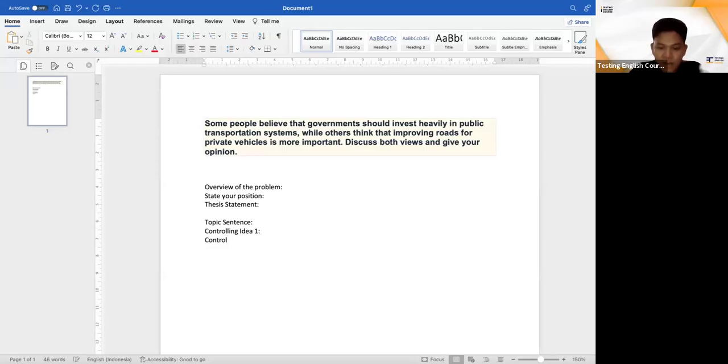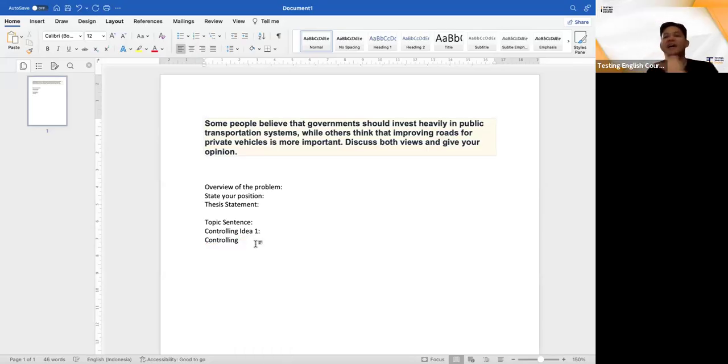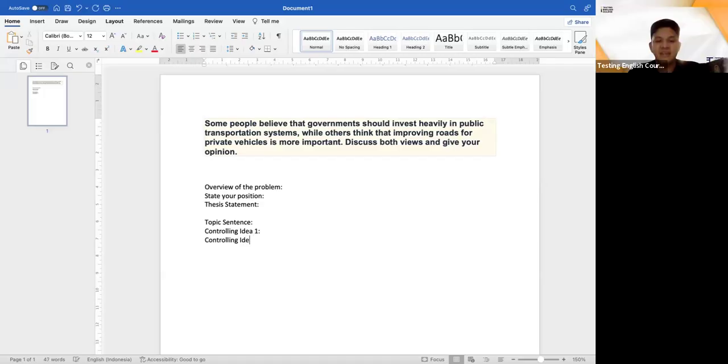Okay. Controlling, if you go with one L, I believe this is American. Do they go with controlling one L? Or because traveling in British, they go with double L. In American, traveling with only one L. Yeah.